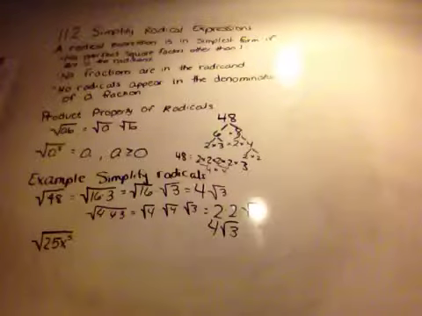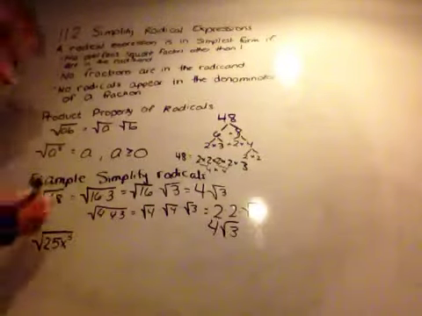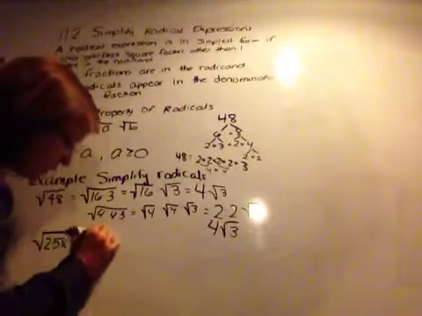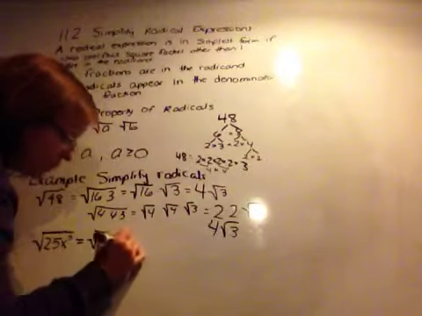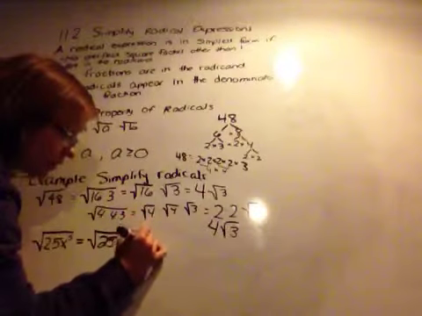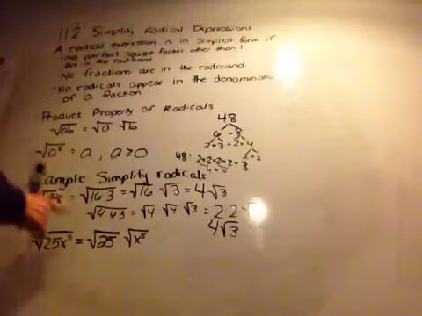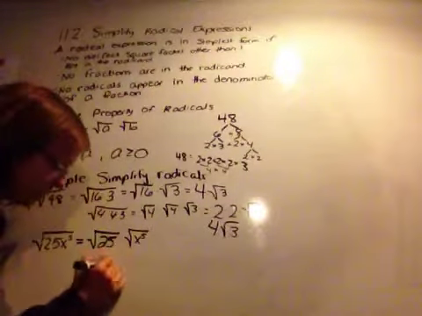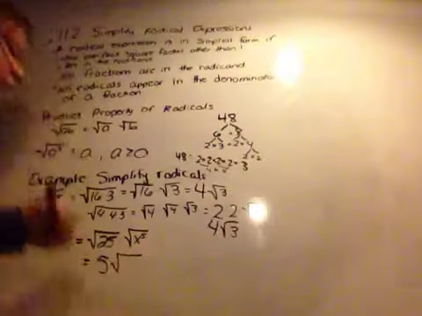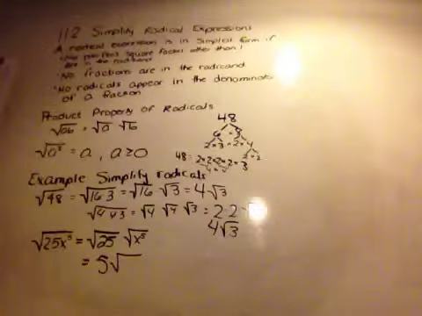The next example is the square root of 25x to the 5th. So first we're going to split this up. Square root of 25 times the square root of x to the 5th. Then I'm going to take the square root of 25 to get 5. And now I need to figure out how to take the square root of x to the 5th.